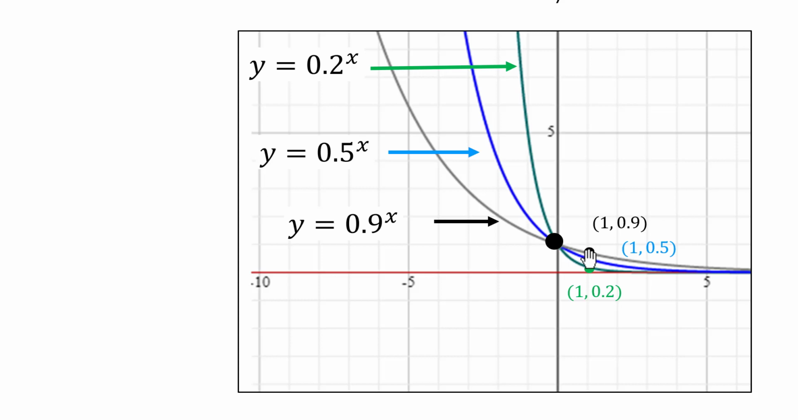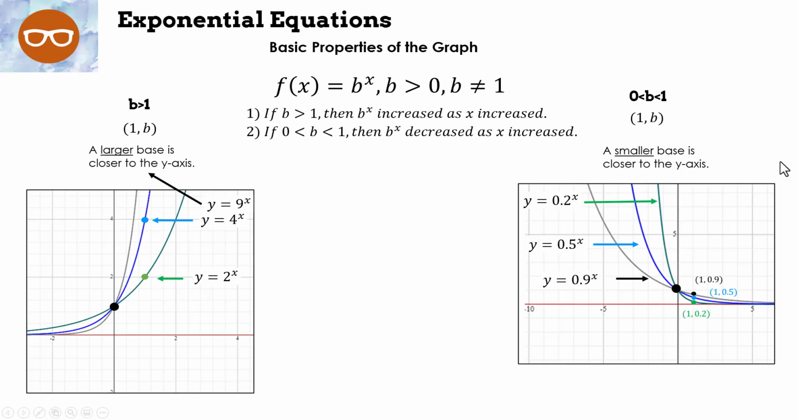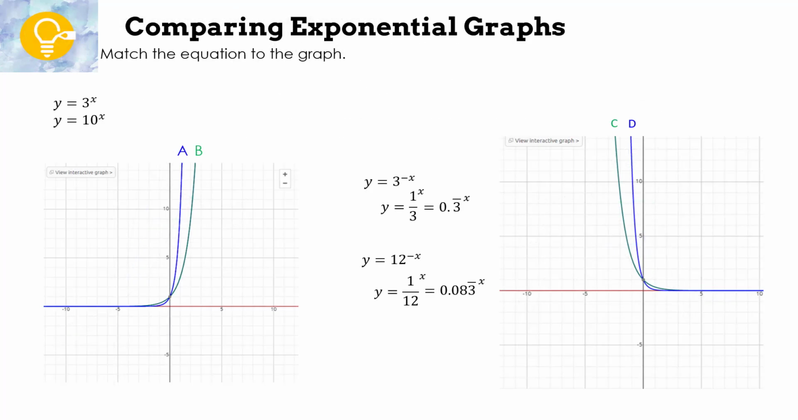And then finally, here's my last ordered pair. And if I follow that, you'll see that's 0.9 to the x. That's why a smaller base is closer to the y-axis. Pause the video, match the equation to the graph, and then press play to check. Let's see how you did.